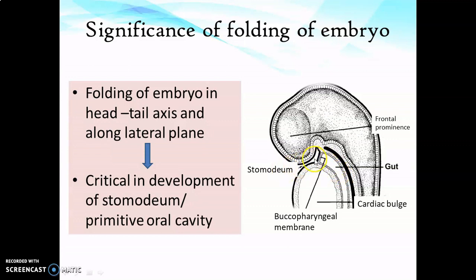The primitive oral cavity is separated from the gut in the initial stages by a membrane known as buccopharyngeal membrane, which is nothing but the prochordal plate. We had discussed that in the region of prochordal plate, there is firm union of ectoderm and endoderm. So prochordal plate is the one giving rise to buccopharyngeal membrane, which is a separation between the primitive oral cavity or stomodium and the primitive foregut.